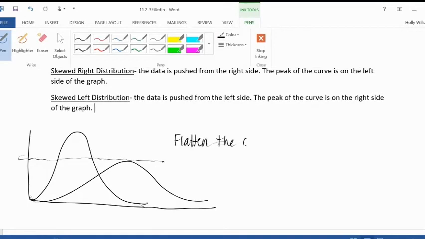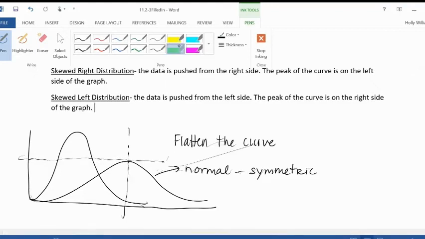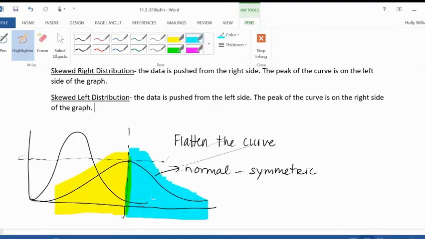Okay, guess what? All of these curves are normal distribution. So let's look at it. I want you to look at these. These are all normal distribution. Do you see how they're symmetric? If I were to draw a line right here, doesn't it look like half the data is on the yellow side and half the data is on the blue side? Can you kind of see that? Doesn't it look like it's symmetric?